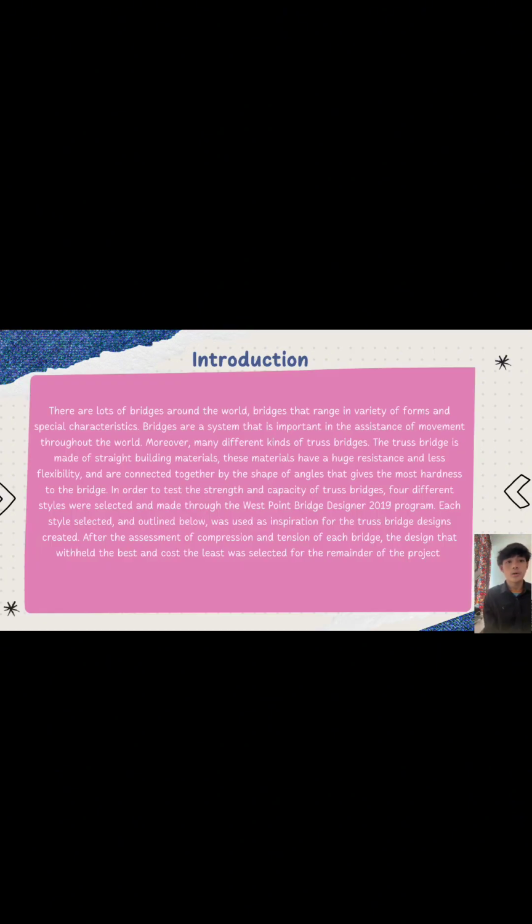There are a lot of bridges around the world. Bridges range in a variety of forms and special characteristics. Bridges are an important system in assisting movement throughout the world. Moreover, there are many different kinds of truss bridge. The truss bridge is made of strong building material. This material has a hard resistance and less flexibility, and is connected together by a shape of angles that gives the most hardness to the bridge.